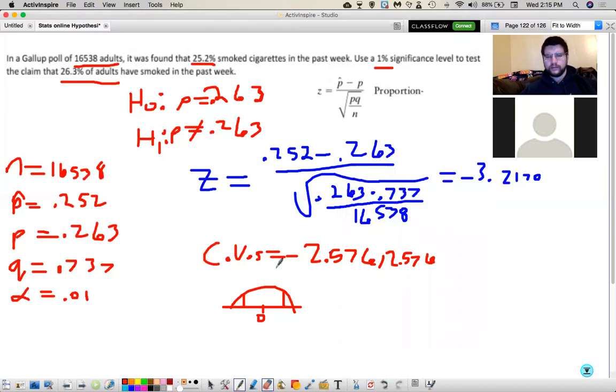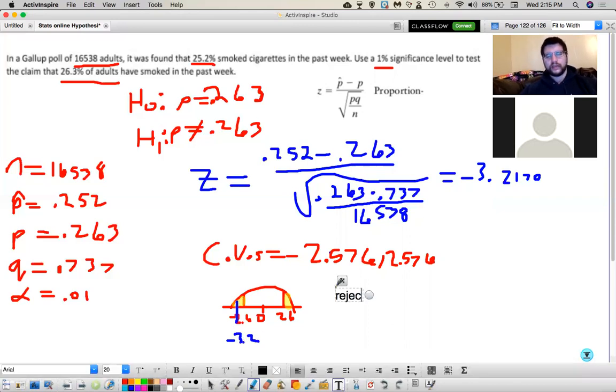This is, I'll just do negative 2.6, positive 2.6. Shade the right tail, shade the left tail. And if we plot our test statistic, negative 3.2, it's going in here. So it's in the rejection region, so we reject the null.